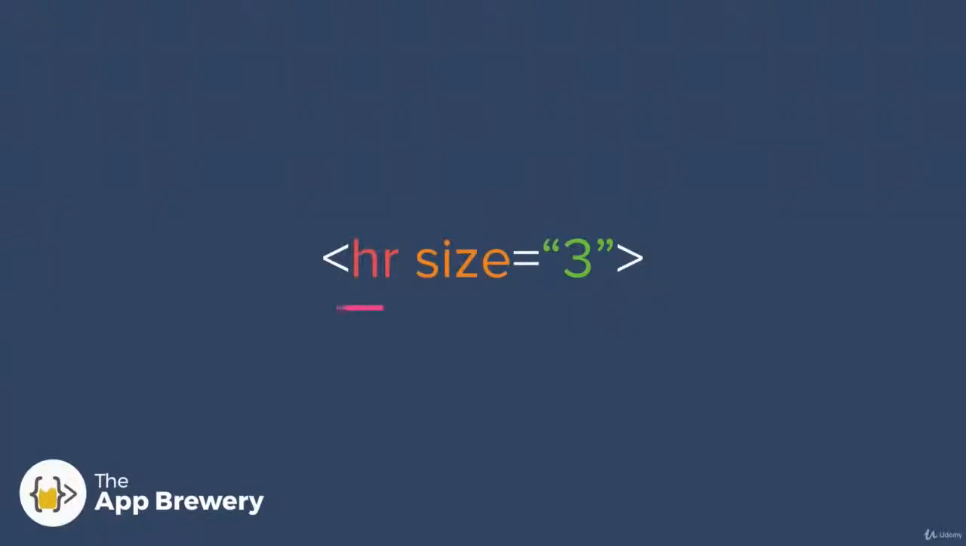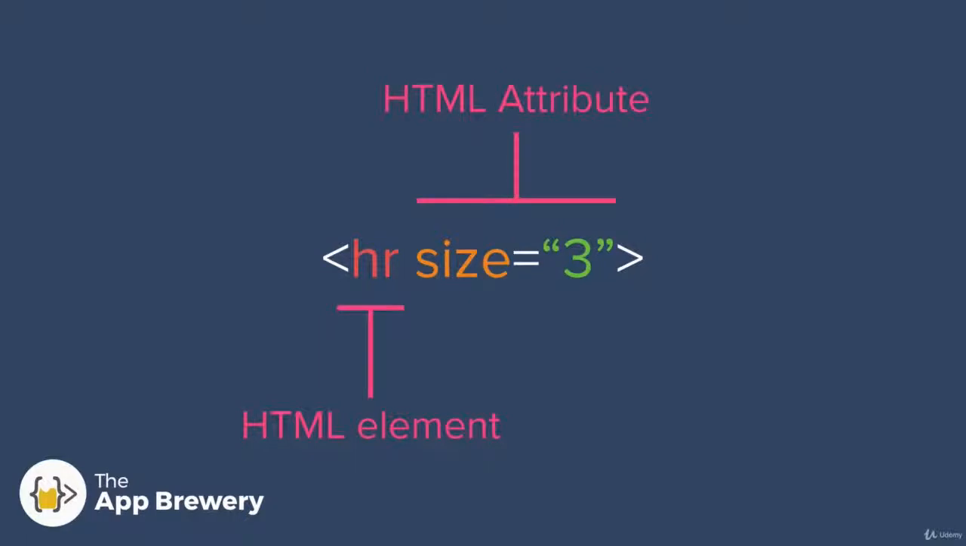Now, we know that the first part of the tag is the HTML element, and it's BR or HR, whatever it is that you want to use. Now, the second part inside the angle bracket or inside our tag is new. And this is called an HTML attribute. And it basically gives more information to the browser to specify modifications to that HTML element. So in this case, we're saying that we want a horizontal rule, but we want it in size 3. Now, what does size 3 mean? And how do we know that we have these HTML attributes available to us?